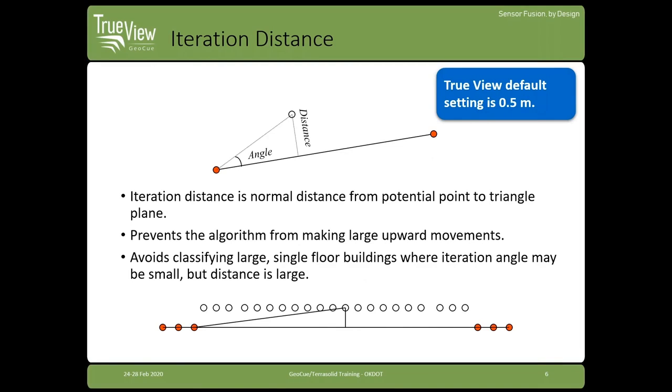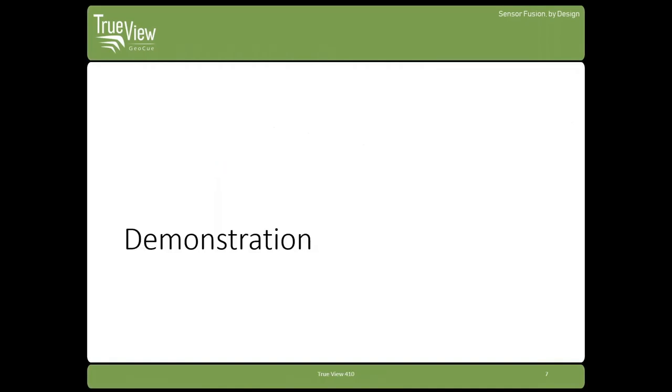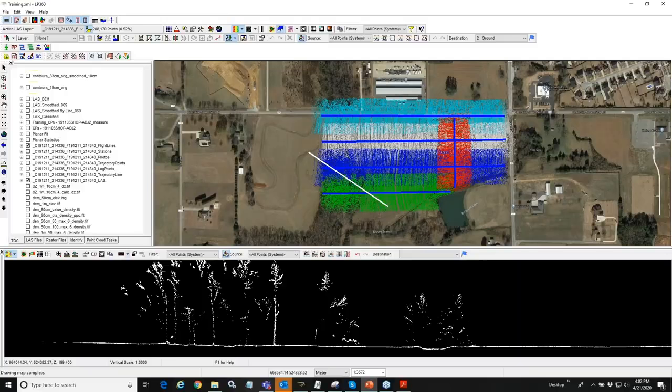And then there's a distance parameter as well. You'll see me talking about that. Again, for TrueView data, about a half meter is pretty good. The main purpose of this parameter is just to make sure that on larger triangles, it's not going to jump upwards in any large way. So a little bit of theory there, but let's move on to the actual showing of this in the software.